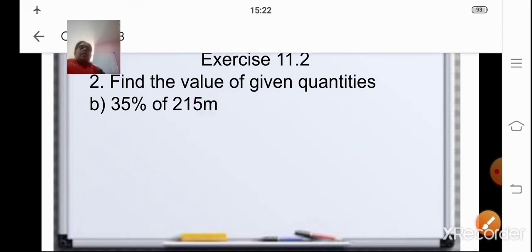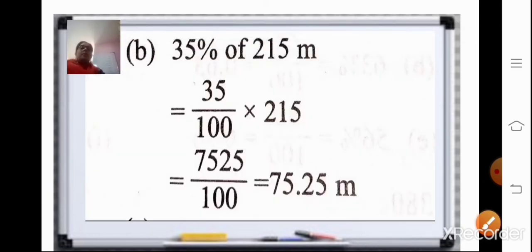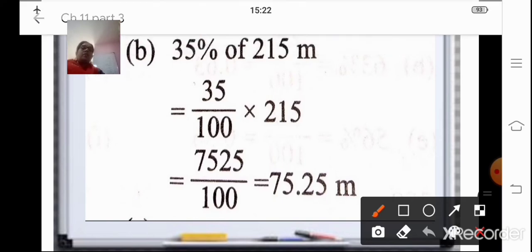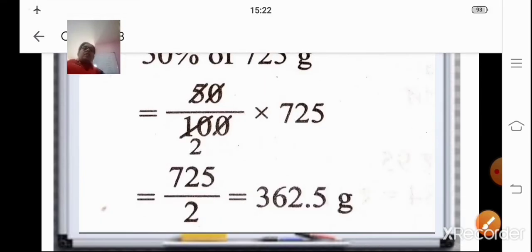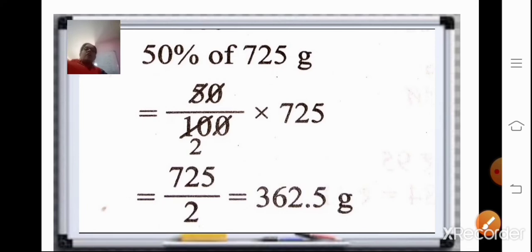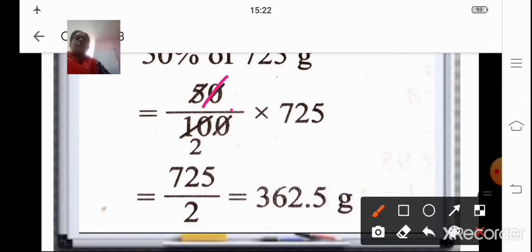Coming to the next sum. Yes, okay. Before that, the working of the slide sum is shown here. You can just solve it and then check your answer with this slide. 35 into 215 gives you 7,525 divided by 100, that is 75.25 meter. Coming to the next one. 50% of 725 gram. Okay, now here we have just cancelled this 0 here.